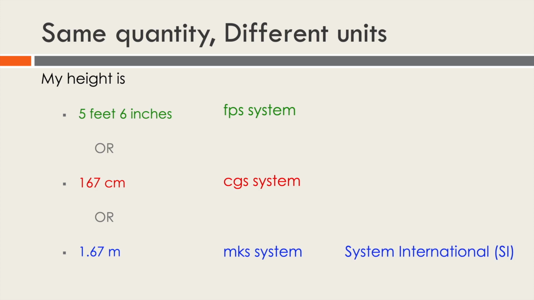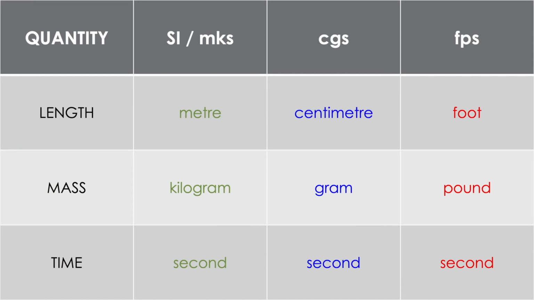So where do these FPS, CGS, MKS come from? If we look at three quantities, length, mass and time, we find that MKS is M for meter, K for kilogram, and S for second as the units of length, mass and time respectively. Similarly, centimeter, gram and second in the CGS system, and foot, pound and second in the FPS system. So the initials of the units give the names of the systems.